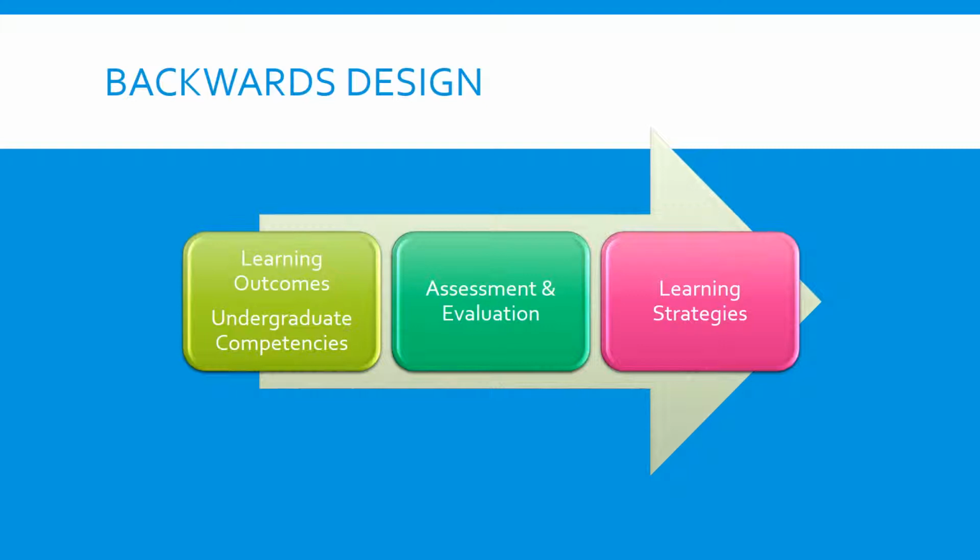The backwards design model comes from a book called Understanding by Design, which was written by Grant Wiggins and Jay McTighe. The basic premise is that we need to start the learning design process with the learning outcomes. And, of course, in the BBA, we also have to consider those undergraduate competencies. Once that's clear, what the assessment and evaluation tools we're going to use have to be considered, and only then do you start to decide how to facilitate the learning process.